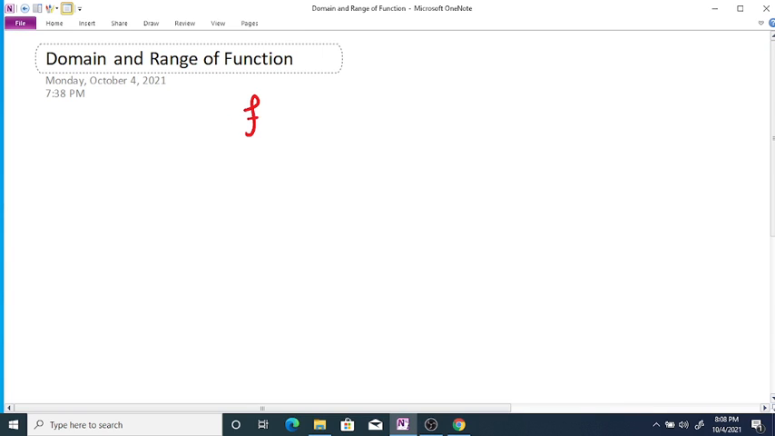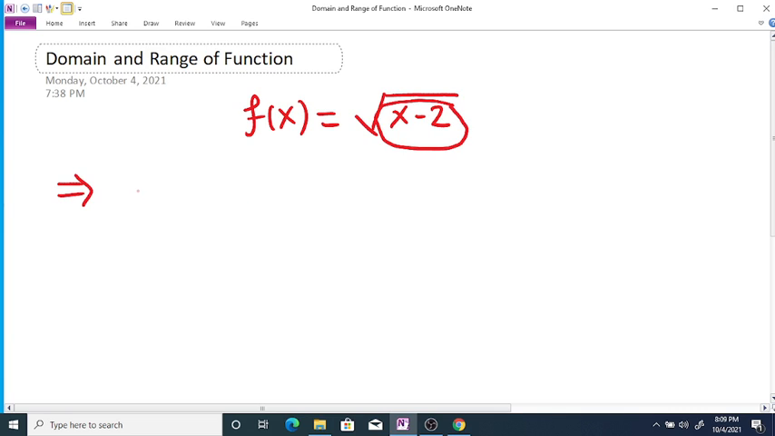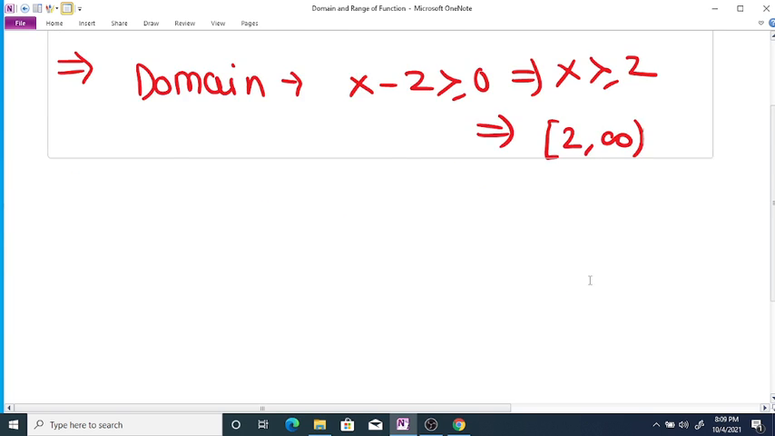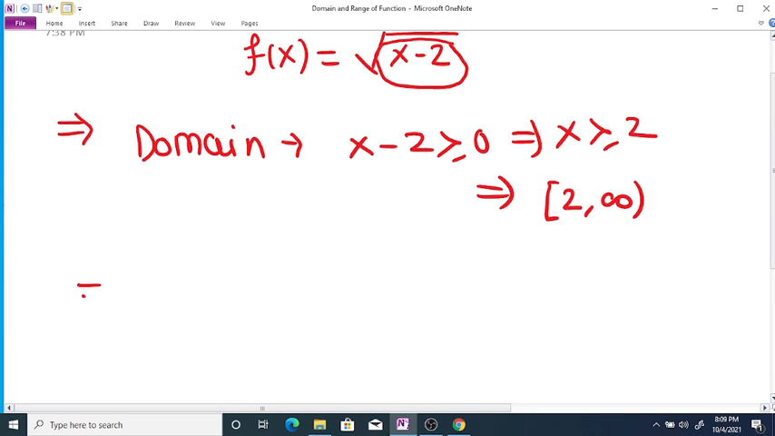Find the domain and range of the real valued function f of x is equal to square root of x minus 2. Now the square root function is defined only if the term inside the square root is greater than or equal to 0. So here the domain is x minus 2 greater than or equal to 0. This implies x is greater than or equal to 2, and therefore the domain of this function is 2 to infinity.